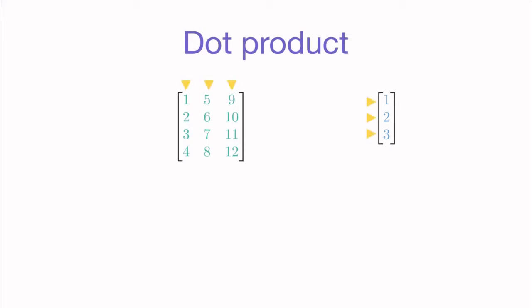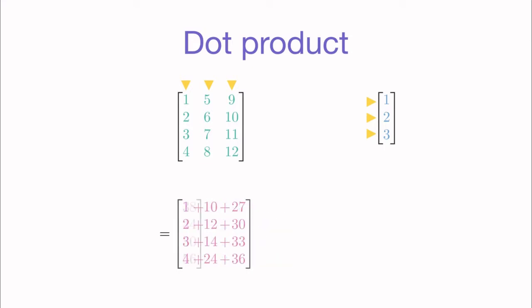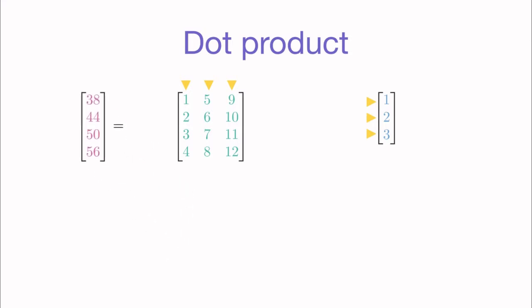It's important that the number of columns in the first matrix is the same as the number of rows in our second matrix. This is because we'll calculate the dot product of each row in the first matrix with each column in the second matrix. That means we'll end up with a matrix that has the same number of rows as the first matrix and the same number of columns as the second matrix.